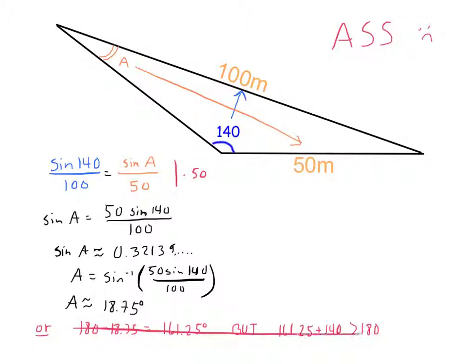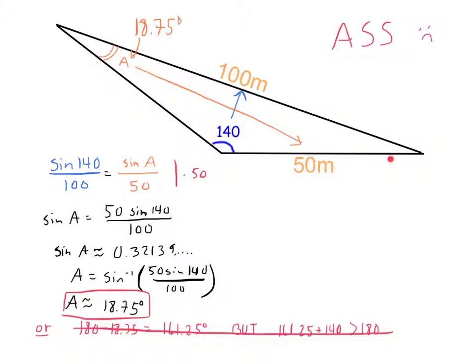So I'm going to cross that out. And this is the only choice for angle A. So I can label that in here. This angle is 18.75 degrees. Lovely. Now I need more.